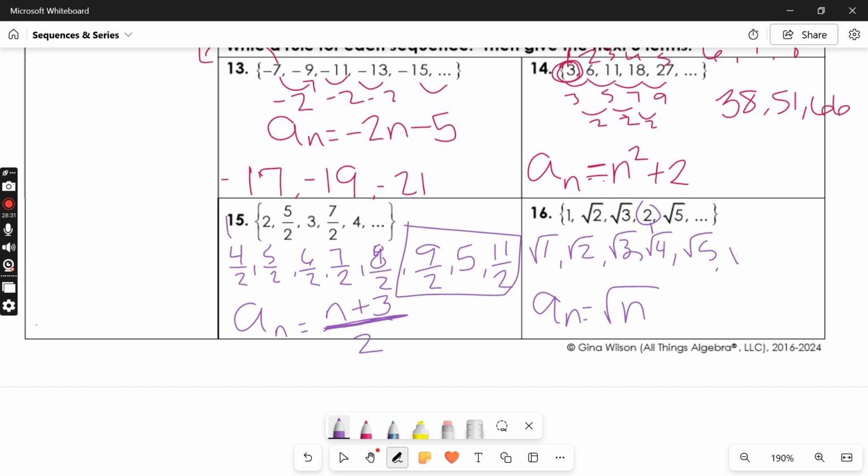So that means to find my next 3, this would be the square root of 6, the square root of 7, square root of 8. Now, some people might want you to simplify this because they simplified the 4, which you could simplify like we have in the past.